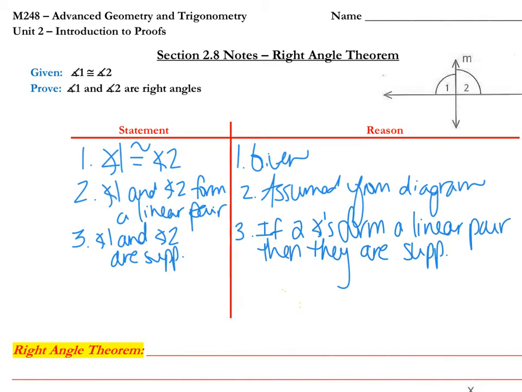All right, so we know now that angle 1 and 2 form a linear pair, and they're supplementary, and we know that angle 1 and 2 are congruent. This is known, what we're going to use next, as the right angle theorem. If you have those two conditions, that they are supplementary and that they're congruent, you can say that they are right angles straight from there. So angle 1 and angle 2 are right angles.